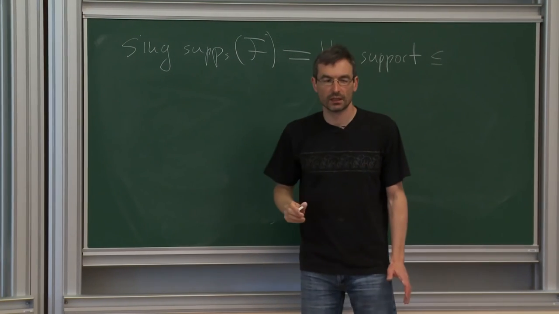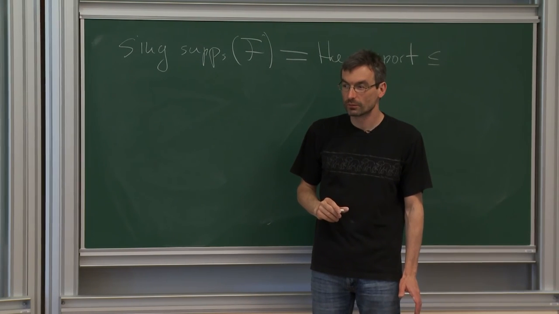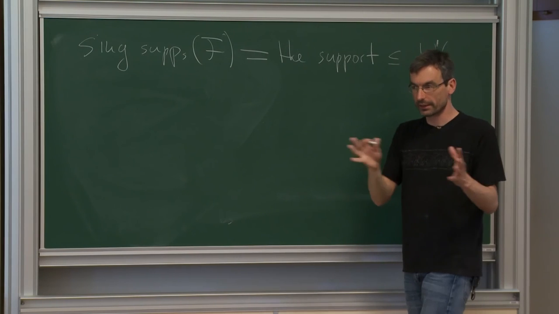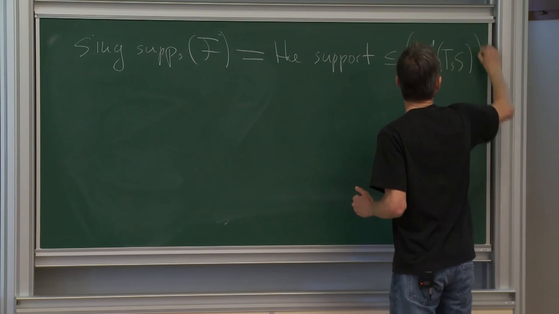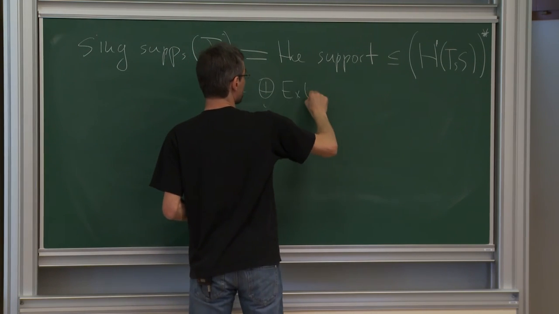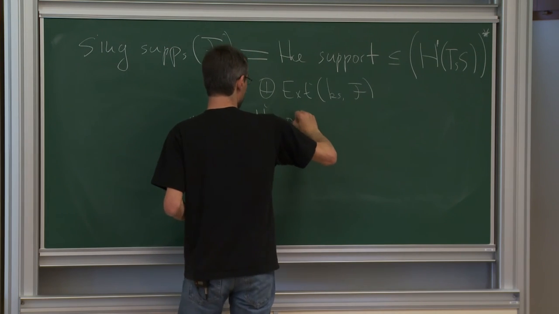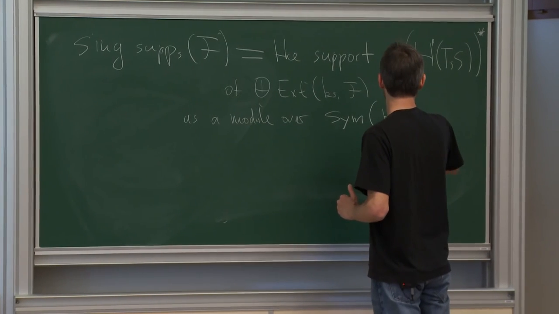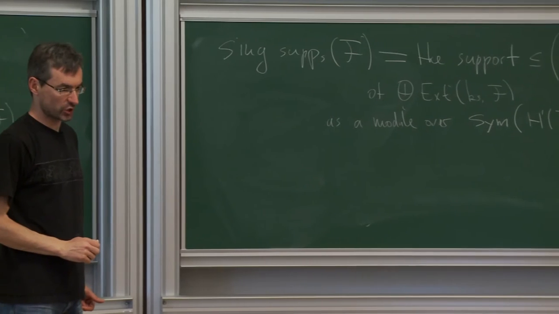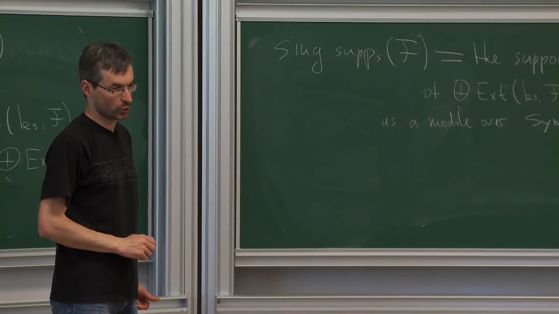Okay, let me see if people are still awake. The support will be a subset of what? Great. Yeah, conical, because things are graded. The support of this direct sum as a module over Sym. By the way, what kind of module is it? Is it finite? Happens to be finitely generated. That is, the extra zero for large i? No, it's not. It's just a finitely generated module over this algebra.